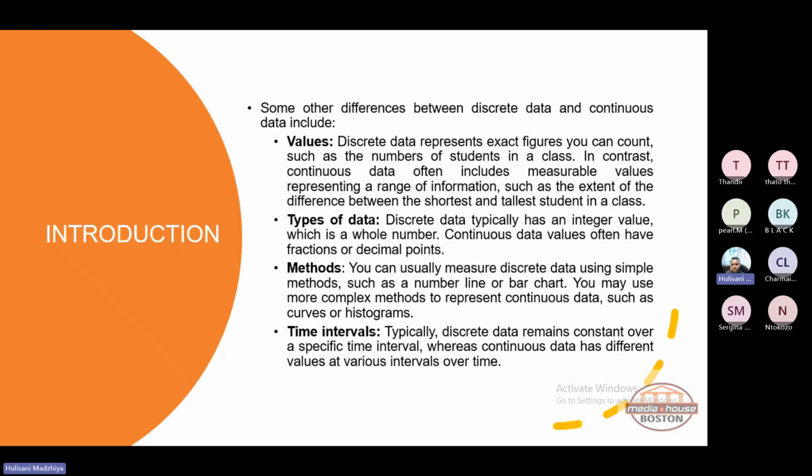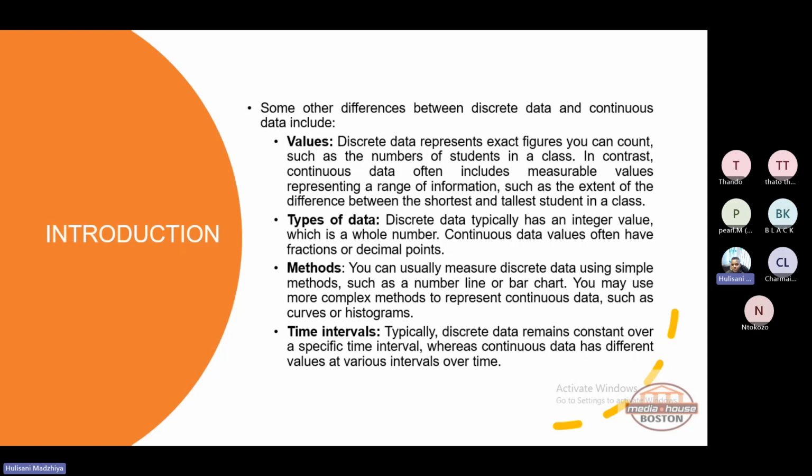In terms of value, discrete data represents exact figures you can count, such as the number of students in a class, whereas continuous data often includes a measurable value representing a range of information, such as the extent of the difference between the shortest and the tallest student in class. Meaning that you'll be measuring in centimeters, and those centimeters will always have decimals on top of them, so we're not dealing with whole numbers. And then types of data: discrete works with integers, which are whole numbers, whereas continuous often uses fractions and decimals.